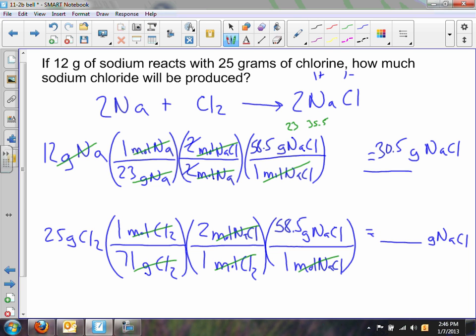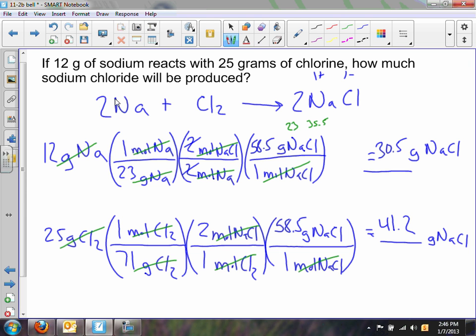These units are all canceling out, so I must have done it right. And now I just want to multiply 25 divided by 71 times 2 times 58.5, and that would give me 41.2. So what that means is if I have 25 grams of chlorine and plenty of sodium, I can make 41.2 grams. Well, the limiting reagent is the substance that limits how much product is made.